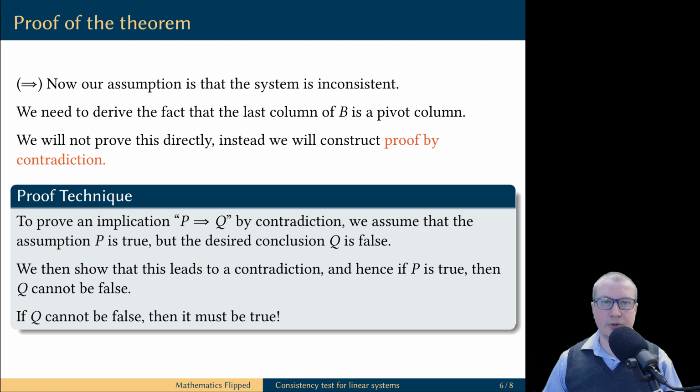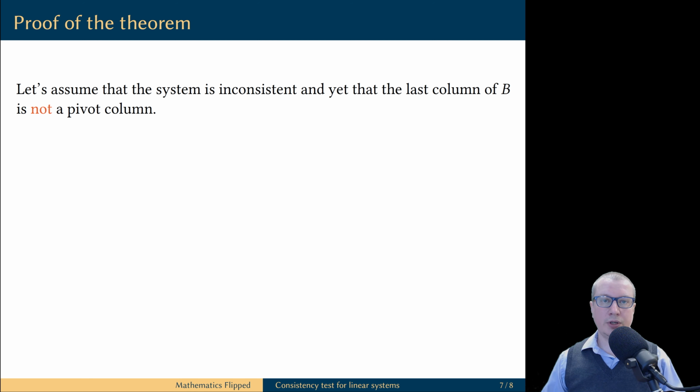To realize this approach, we are going to assume that our initial assumption P is still true, but we're also going to assume that the desired conclusion Q is false. And then we will show that this leads to a contradiction, some kind of nonsense. Let's implement this technique. We are going to assume that the linear system is inconsistent, and yet the last column of B is not a pivot column.